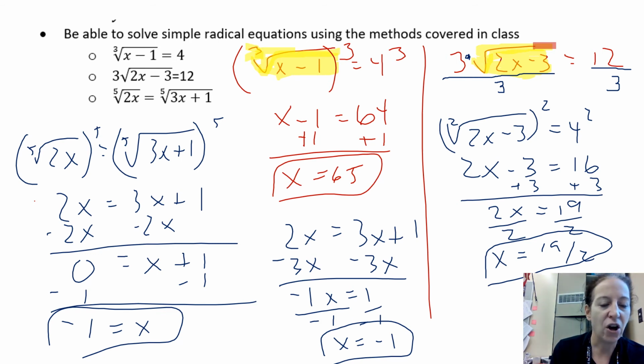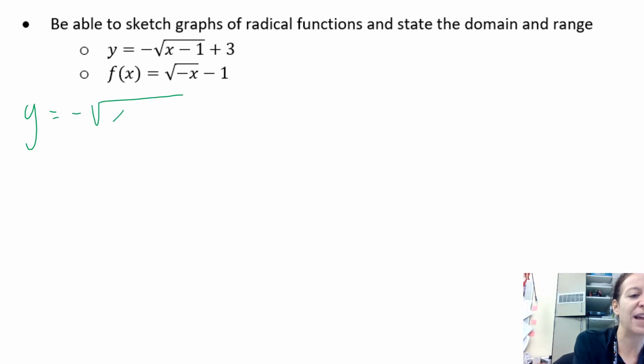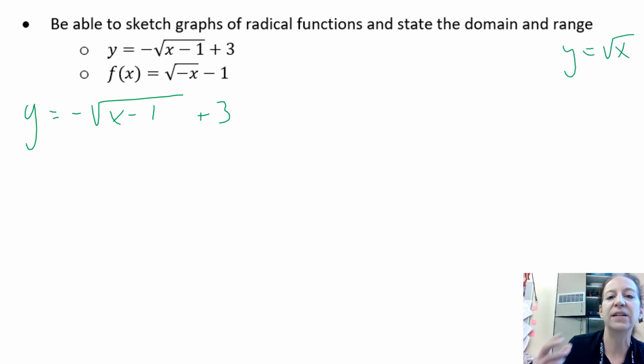All right. So the last bullet point is be able to sketch the graphs of radical functions and state their domain and range. So for this, we need to go over transformations. For this first one, we have y equals, and you need to know the parent function, which is just y equals the square root of x, what that looks like, because that's the shape that you're going to be transforming.